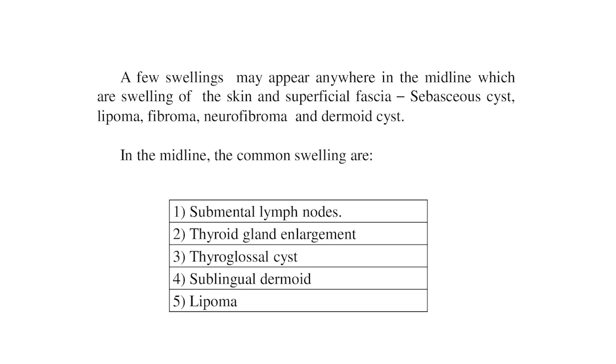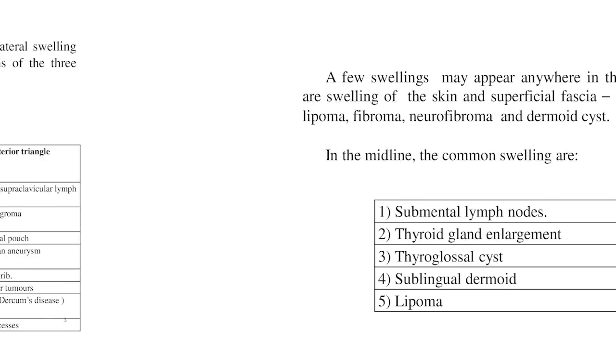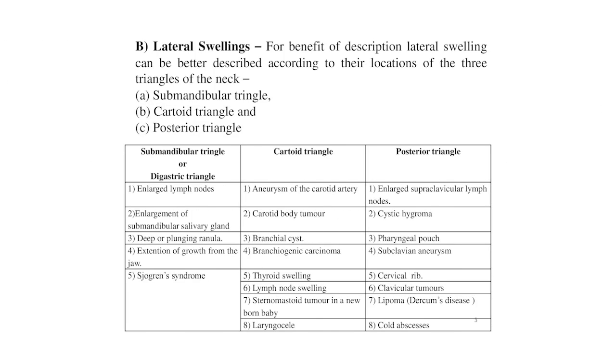A few swellings may appear anywhere in the midline, which are swellings of the skin and superficial fascia, that is the sebaceous cyst, lipoma, fibroma, neurofibroma, and dermoid cyst. In the midline, the common swellings are submental lymph nodes, thyroid gland enlargement, thyroglossal cyst, sublingual dermoid, and lipoma. And the second part of the swelling of the neck is the lateral swellings.